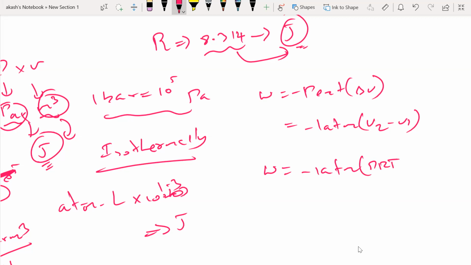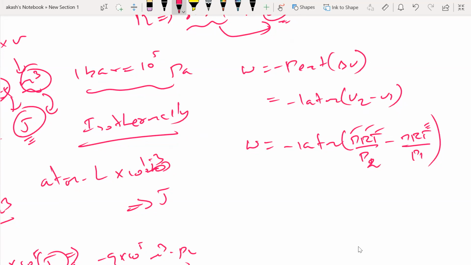nRT. Now T is constant, so we can take T common. So nRT divided by P2 minus nRT divided by P1. I know the number of moles, I know R, I know T. It's an isothermal process, so temperature is constant throughout the process. So we can take nRT outside because all these are constant terms.